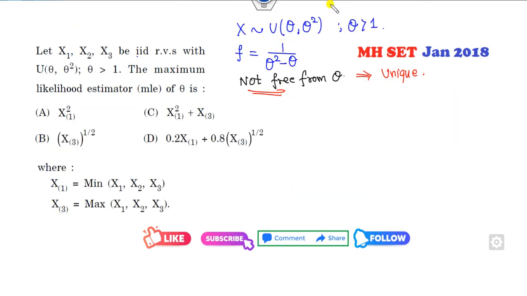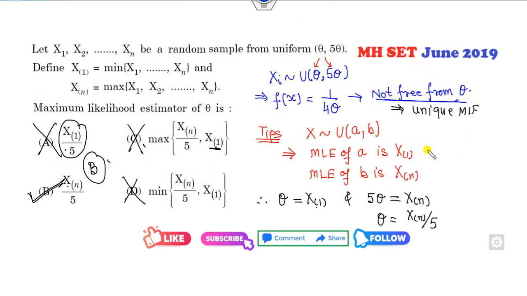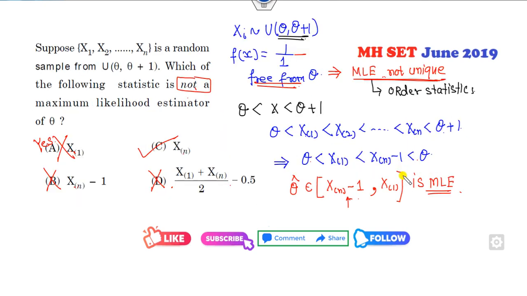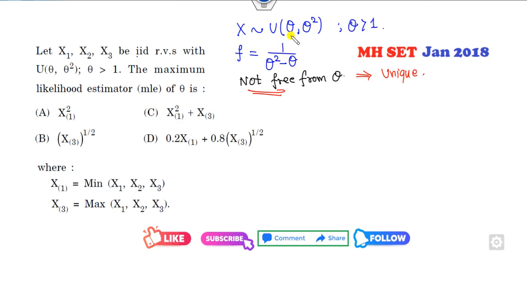So what is the shortcut? As I told you, this is the shortcut. Again I can use it here: the MLE of the lower limit is X1 and the upper limit, theta square, will be X(n). What is n? The maximum number is 3, so this is X(3). So the first option, X1 square, is not possible as the MLE of theta.